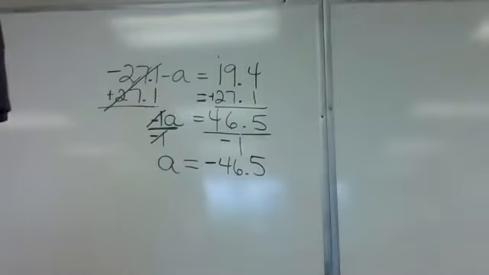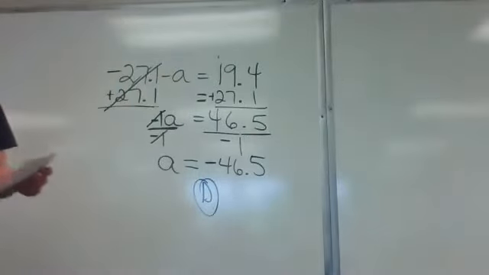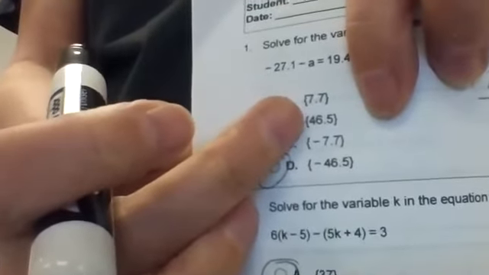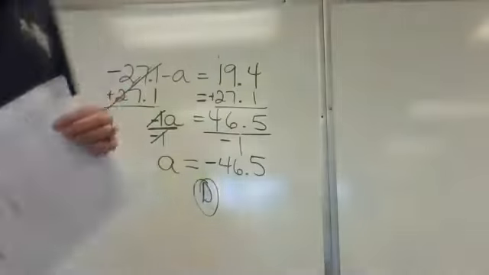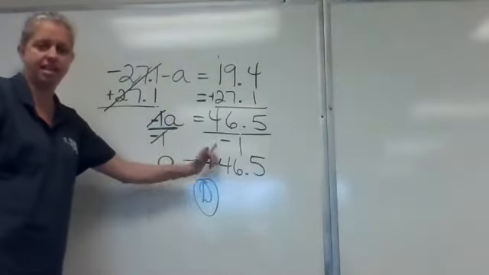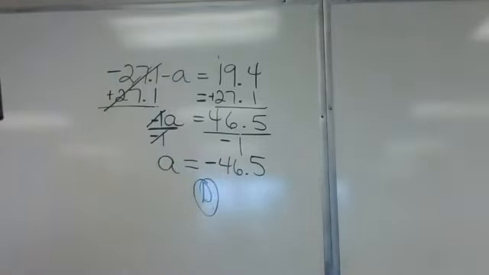And if you have the sheet printed off, you will see that that is in your options, and it would have been option D. But be careful, they're also going to definitely put that positive 46.5, which is what you would have gotten had you not divided by that negative 1 at the end, right? That's what turned it to negative 46.5.